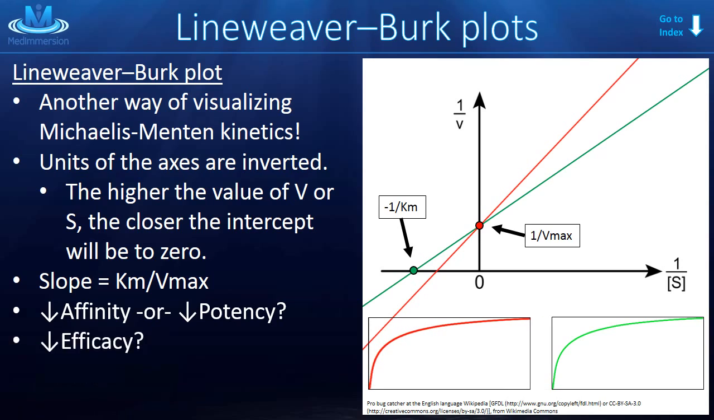Now how about the efficacy? What if we play around with the efficacy of the same system? And again, this is the same thing that we did to the previous graph. What did that look like? Well, we decreased the Vmax without changing the Km. So how will a decreasing Vmax with a constant Km, how will that look on the Lineweaver-Burk plot?